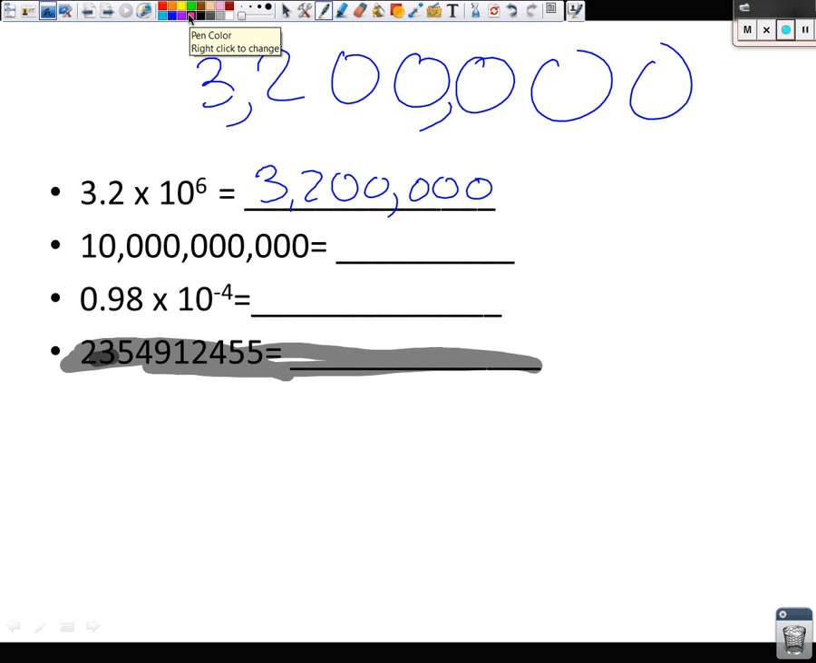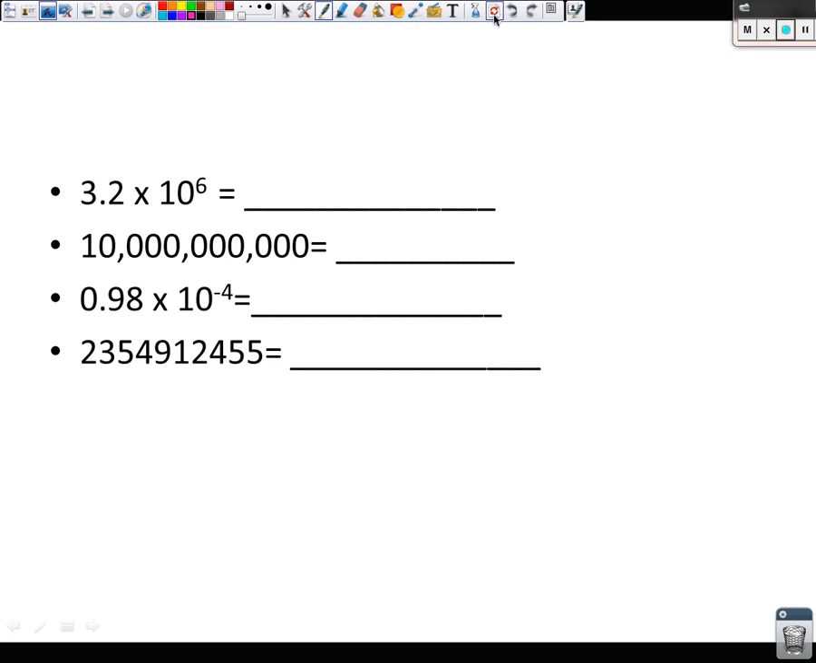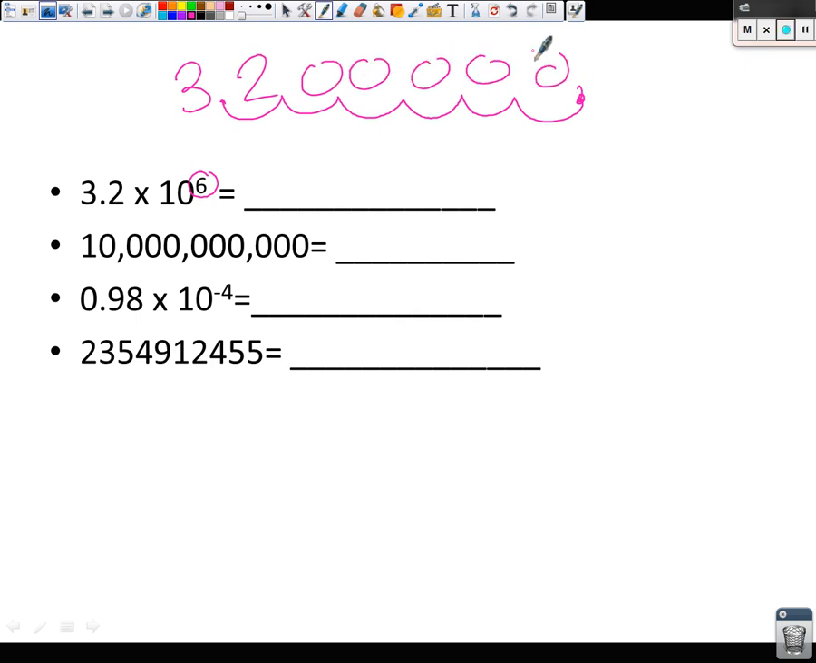Okay, actually, let's clear this. So if it's 3.2, do you agree I have to move it 6 places to the right? 6 places to the right because it's bigger than 1. Okay, so 1, 2, 3, 4, 5, 6. There's my decimal point. What do I have to go back in and fill in? So there and there. Does that make sense?